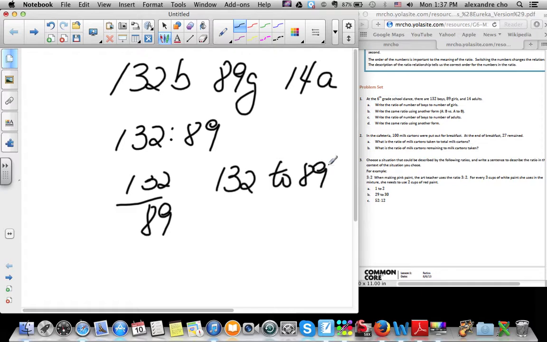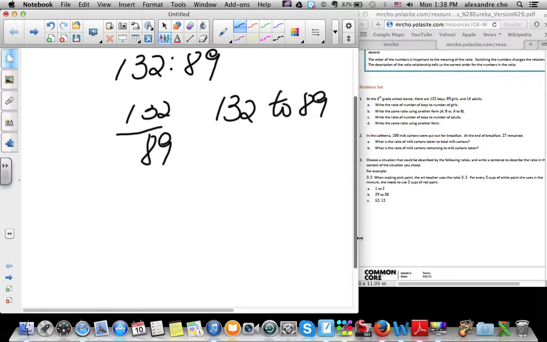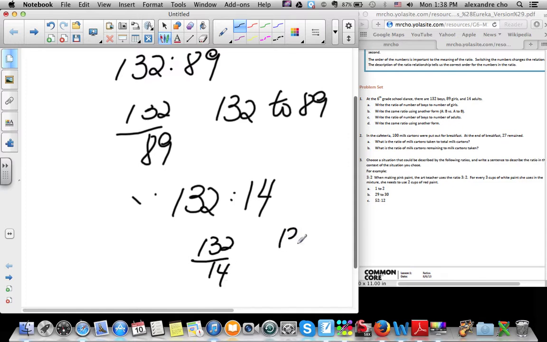Okay. And C, write the ratio of number of boys to number of adults. Well, let's just lower the screen a little bit. And you have number of boys, which is 132, to the total number of adults, 14. And write the same ratio using number 4, the letter D, 132 over 14, which you can simplify, but I'm not going to do this right now. I just want a little review on the 3 ways of writing a ratio.